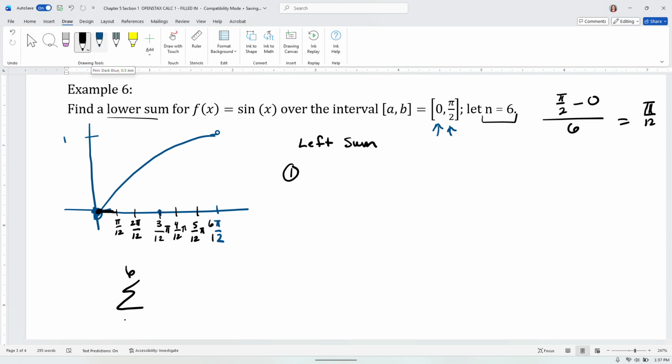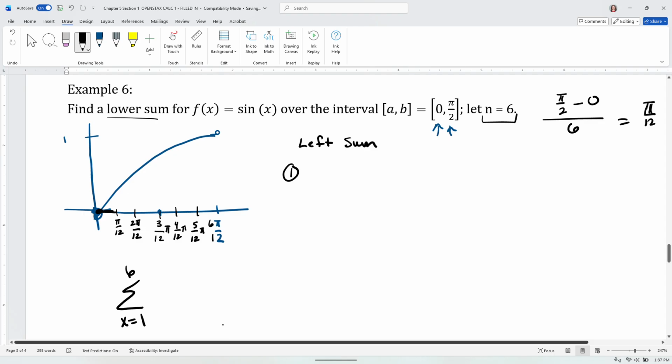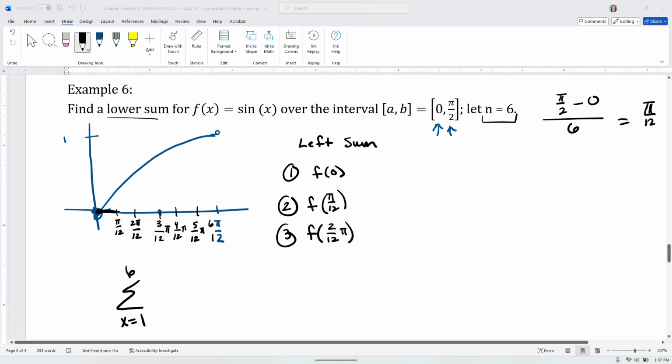I could do I or I could do X. It doesn't matter. I'm starting with 1 and going to 6. That's 6 rectangles, okay? I'm going to try to do generically here so I can use my calculator. But first, my height for the first rectangle is f of 0, right? The height of my second rectangle is going to be f of pi over 12. The next one, f of 2 pi over 12. Right? And then the width for each one of these is pi over 12, pi over 12, pi over 12.